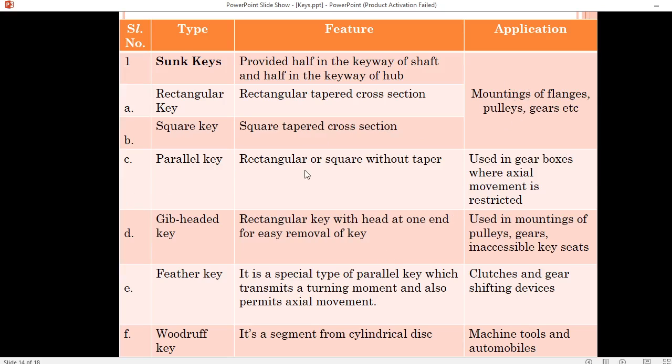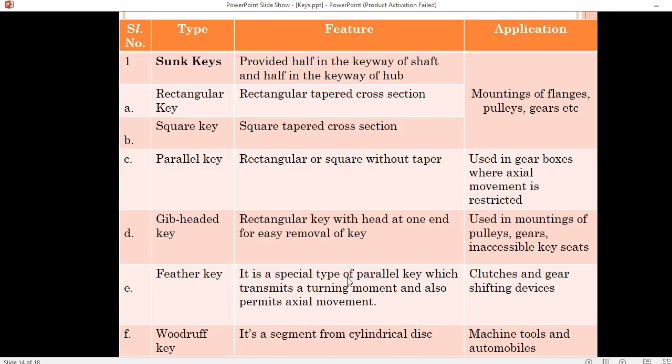Next is our parallel key, or it is round or rectangular or square without taper, okay, and it is used in gearboxes where axial movement is restricted. Next is our gib head key. So it is a rectangular key with one end for easy removal of key and one end is gib head. Okay, so it is rectangular in length, used in mountings of pulley gears in accessible key seats.